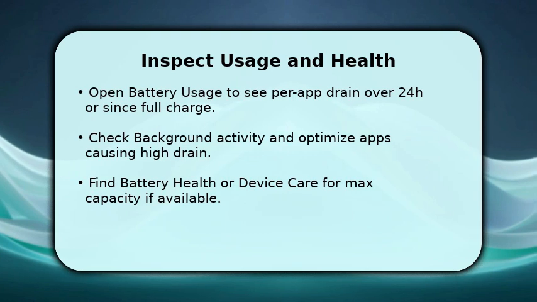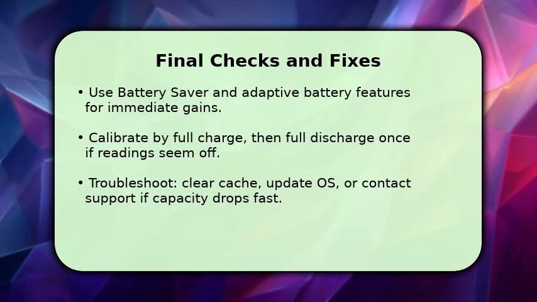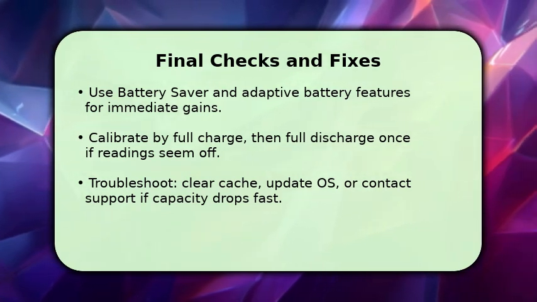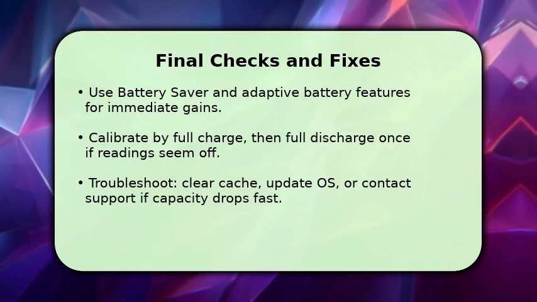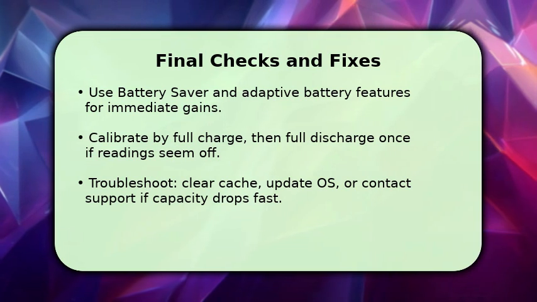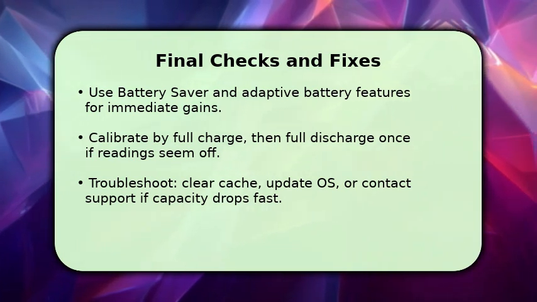To finish, enable battery saver or adaptive battery features for instant improvement and adjust brightness and connectivity to reduce usage. If readings look inconsistent, calibrate by charging to 100%, then using the phone down to near zero once. This can correct percent accuracy.